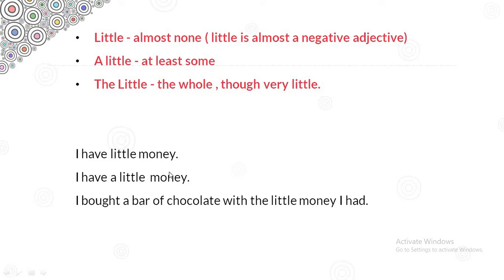So there is a slight difference in all the three, little, a little and the little. And there is a different meaning altogether in a sentence. I hope with the sentence it is clear to you. If I say I have little money, that means almost none. I have nothing with me. I have a little money means at least some amount of money I have and probably I'll be able to manage. The next thing is I bought a bar of chocolate with the little money I had. With the little money means the total money I had, the whole amount I had spent to buy a bar of chocolate.